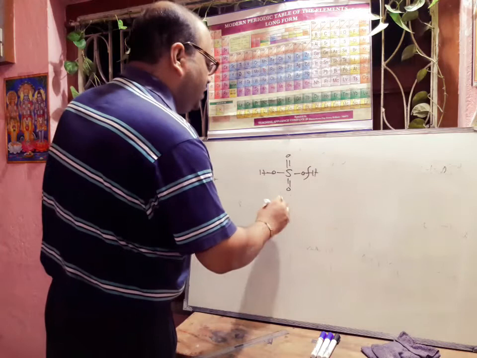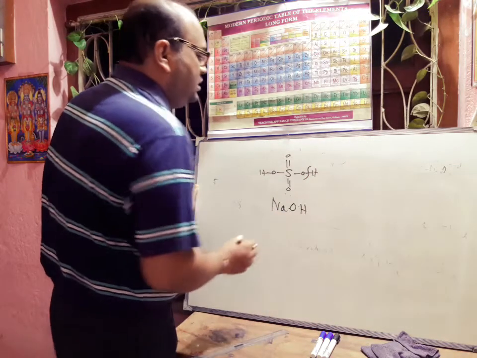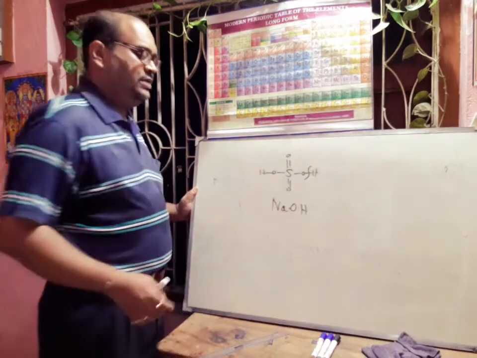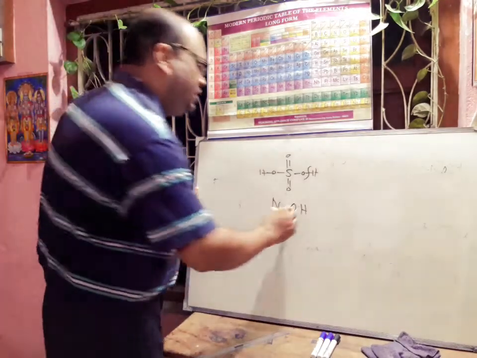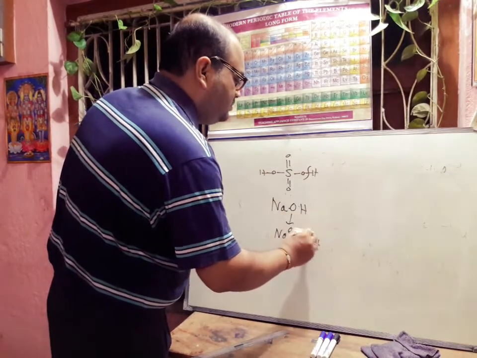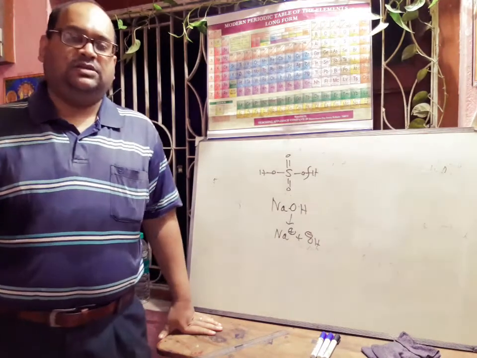Like sodium hydroxide, we know that there is a huge difference in electronegativity between oxygen and sodium. Sodium is electropositive and oxygen is electronegative. So because of this it will dissociate into Na plus and OH minus. So this also can be explained by the electronegativity concept.